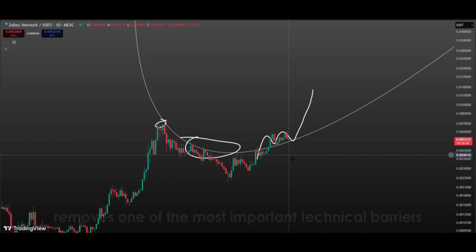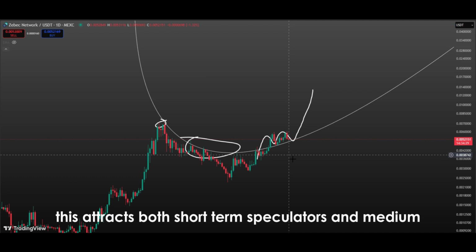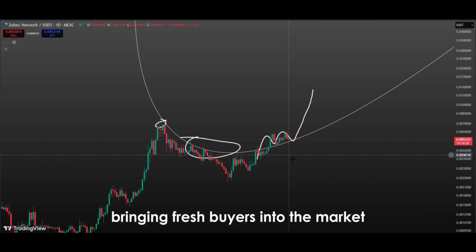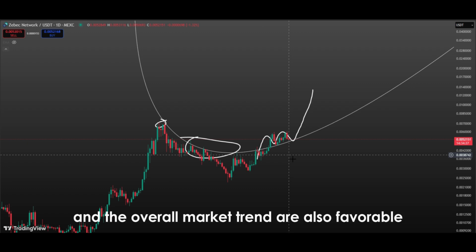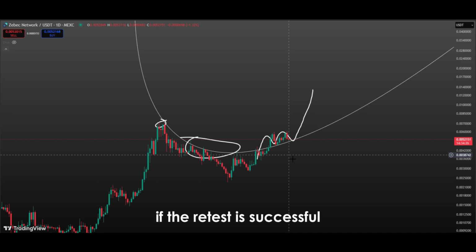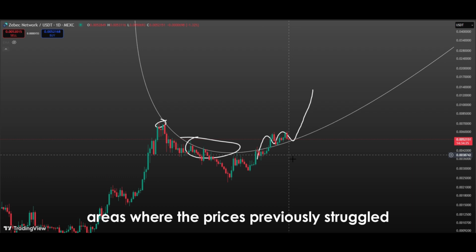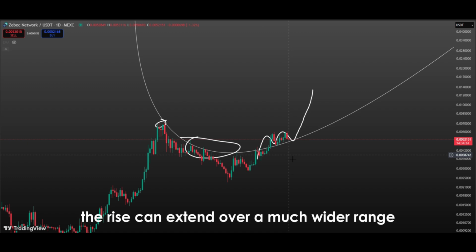Breaking a descending curve removes one of the most important technical barriers in front of the price. This attracts both short-term speculators and medium to long-term investors, bringing fresh buyers into the market. If macroeconomic conditions and the overall market trend are also favorable, the momentum of the rise can be much stronger. If the retest is successful, the first targets are usually the previous horizontal resistance levels, areas where the price has previously struggled and sellers have stepped in. If the price also surpasses these, the rise can extend over a much wider range.